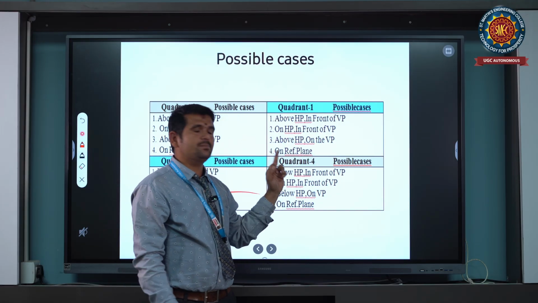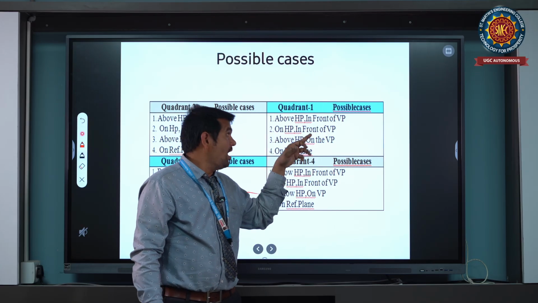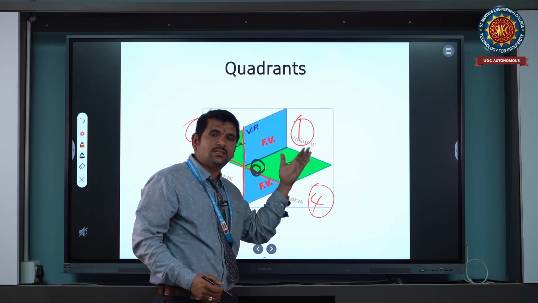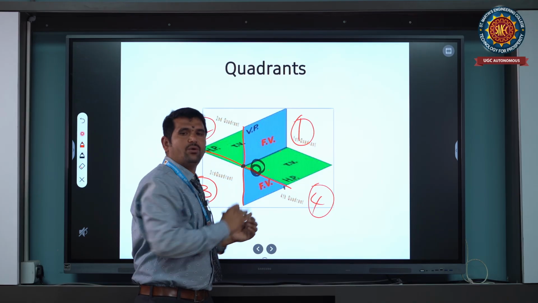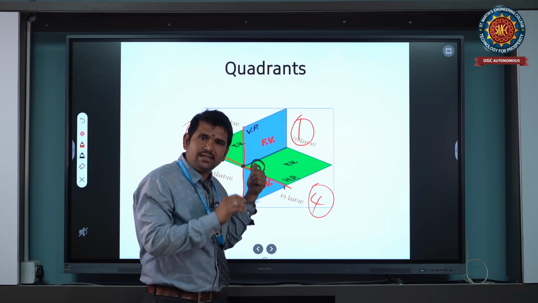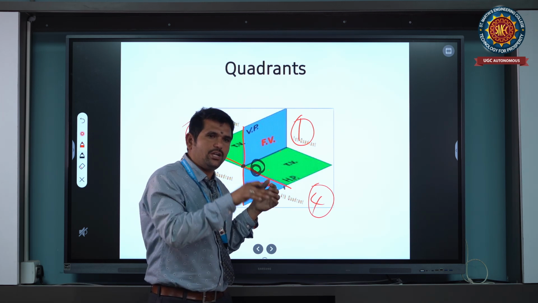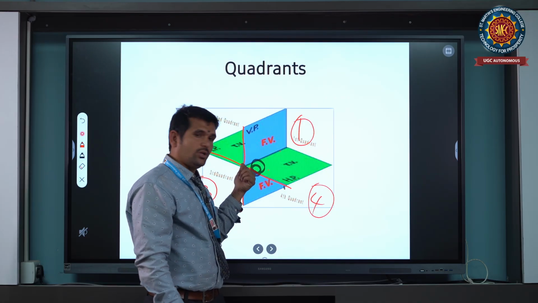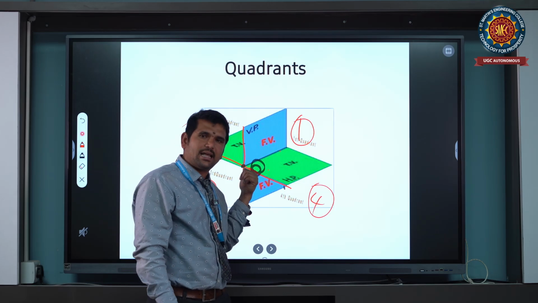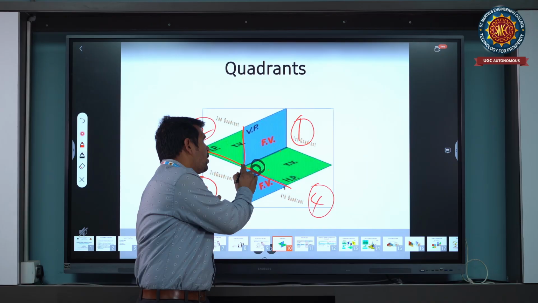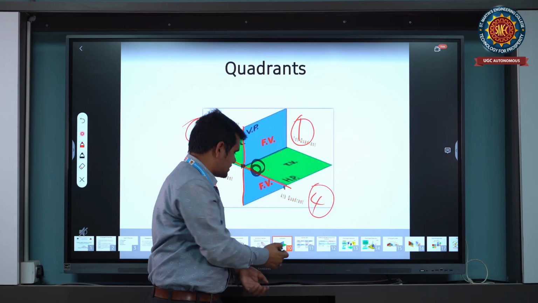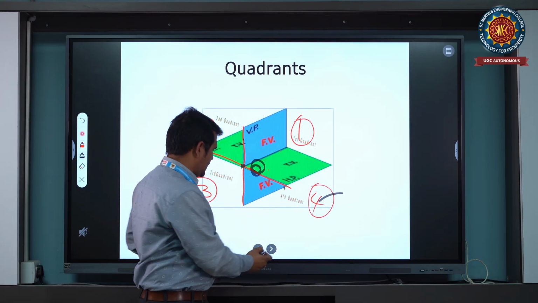So that is, the point is in the first quadrant, on HP as well as in front of VP. Next, the third possible case is above HP, on VP. Now see, above HP as well as on VP. Above HP means generally we take from the reference line, that is, where the vertical as well as horizontal planes intersect. So that is the point. From the center of the planes, it is above HP and on VP, because this is a vertical plane. Anywhere, the point is going to be at rest. So that is the third possibility of the point.